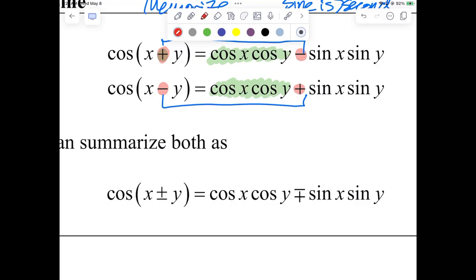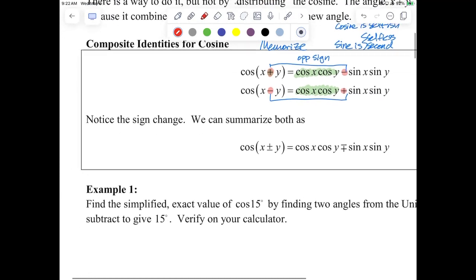Cosine of x plus or minus y is cosine, cosine, sine, sine, and then it's minus plus. That means that you change the sign, right? When it's flipped like that, you change the sign. Sine x, sine y. All right, change the sign. Cosine goes first. Let's try it out.